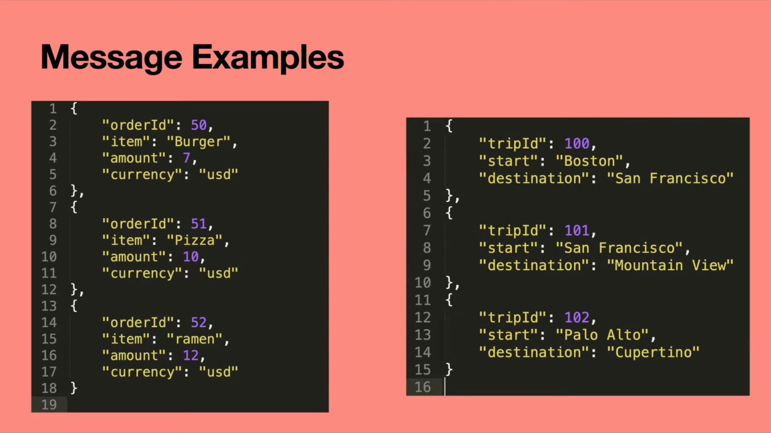Here are some examples that I have for you. To the left, imagine we have a Kafka topic where we have all the food orders. Each order is going to be one message, and each message is going to have all the details related to that food order. Similarly, to the right, imagine a Kafka topic where we have all the rides that are being requested. As new rides come in, they're going to be appended to the end of the Kafka topic. Each ride is going to be one Kafka message, and each message is going to have the ID, the start, and the destination.